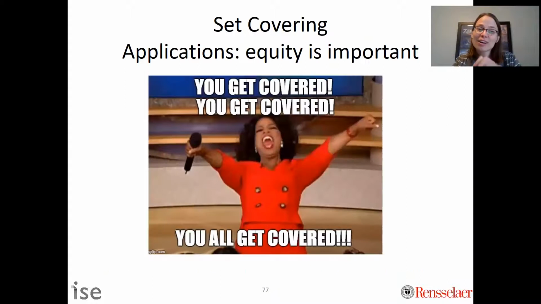So you can think about this problem as something that Oprah would like. You all get a car, everybody gets a car, you all get covered, right?